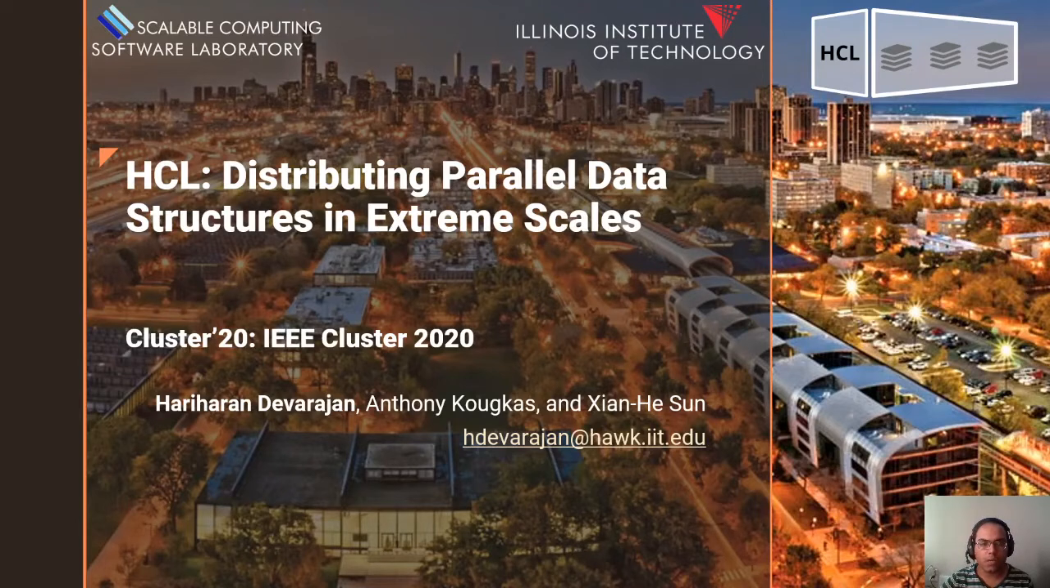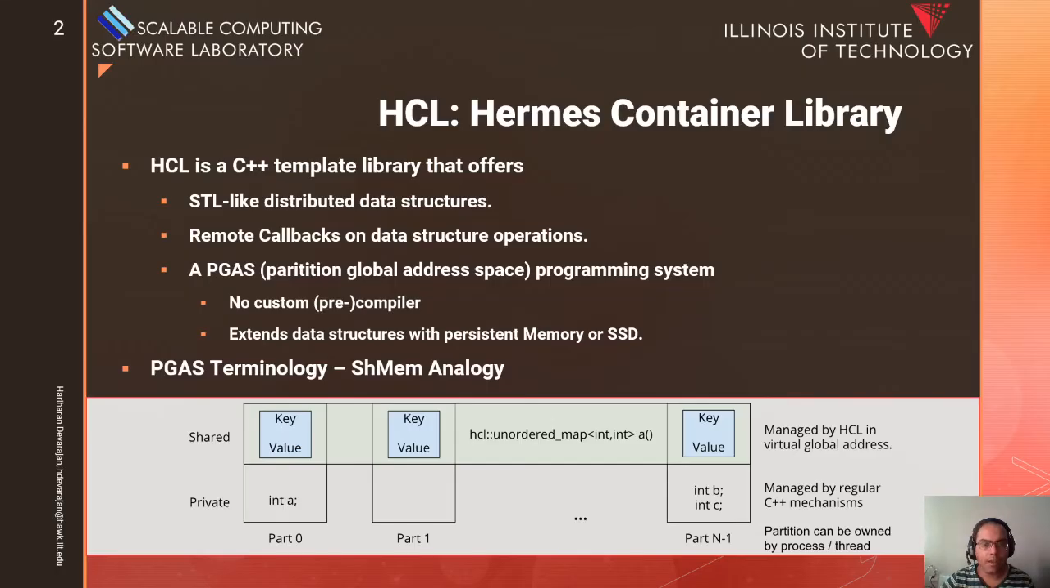Today I will be talking about my work titled HCL: Distributing Parallel Data Structures in Extreme Scale. HCL is a C++ data structure library that offers an interface similar to STL. It supports asynchronous callbacks on data structures to support functionalities such as operation aggregation, filtering, collection, etc. It uses a novel RPC over RDMA protocol which enables an efficient, highly programmable data structure framework.